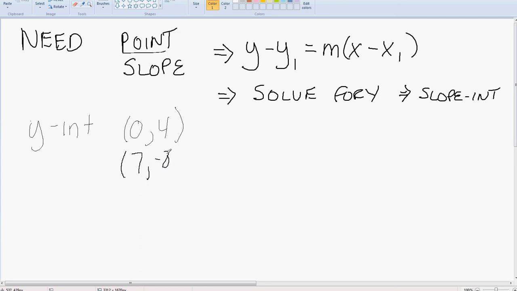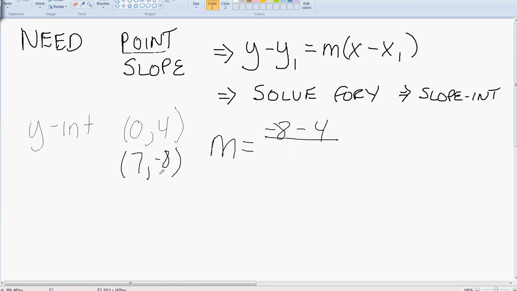-8). Well, with those two pieces of information, we can find a slope. Then we've got a point and a slope, and we're good to go. So let's find our slope. Our slope is equal to change in y over change in x. The change in y is -8 minus 4.